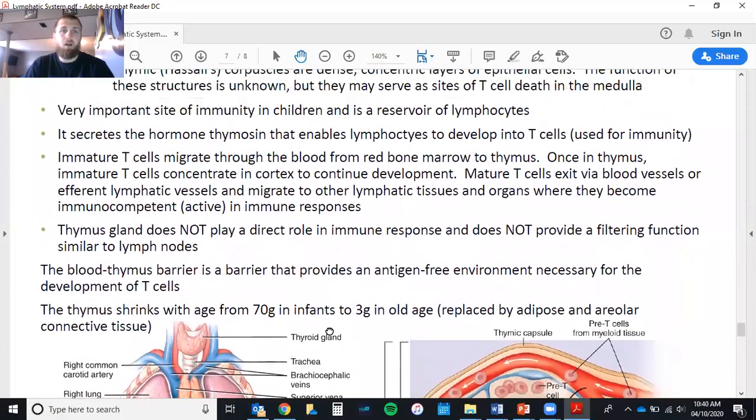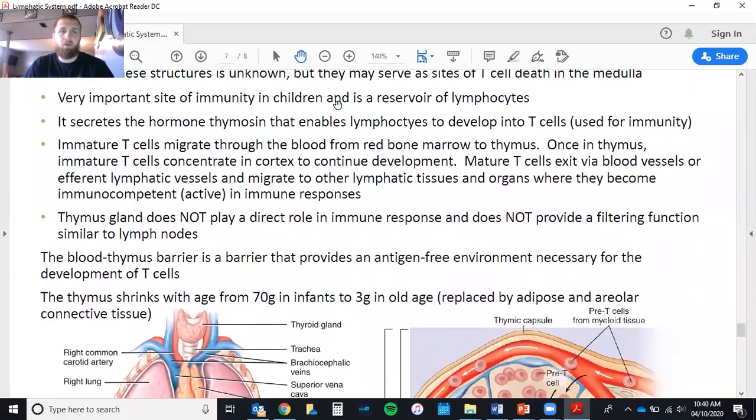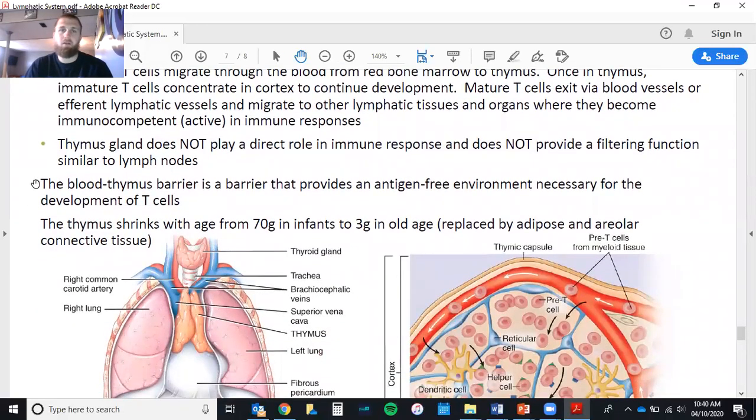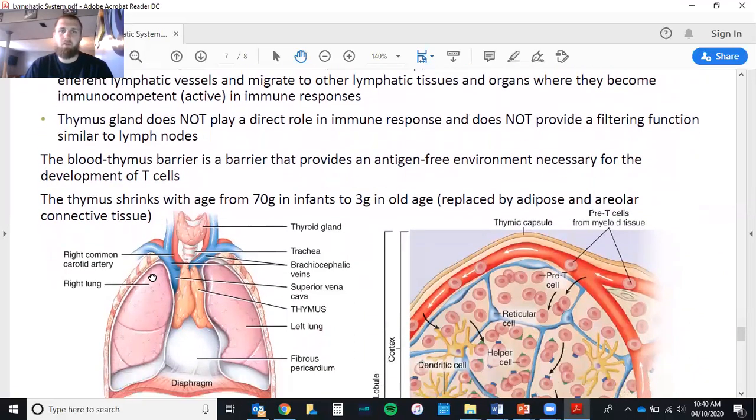And we can describe the thymus as a very important site of immunity in children. It's a reservoir for lymphocytes. We talked about it previously because of its role in secreting hormones like thymosin that help with T cell development. Immature T cells, as I mentioned, migrate here from the red bone marrow. Once in the thymus, they become concentrated in the cortex and develop. They then move to the medulla and then exit and enter the bloodstream, or even efferent lymphatic vessels, where they can go to places like our lymph nodes and become functional, active, and take part in immune responses.